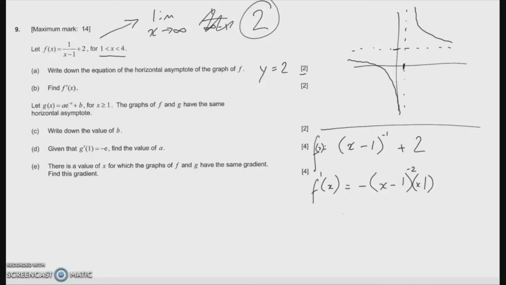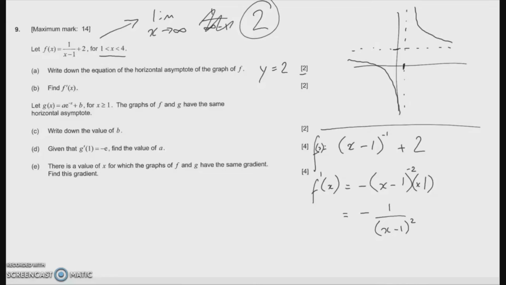The 2 drops out, and we're left with minus 1 over x minus 1 squared. You can leave that in the index form as it is here with the -2, or you can write it as I have, 1 over. Not too much difference here. Okay, so that is our derivative.